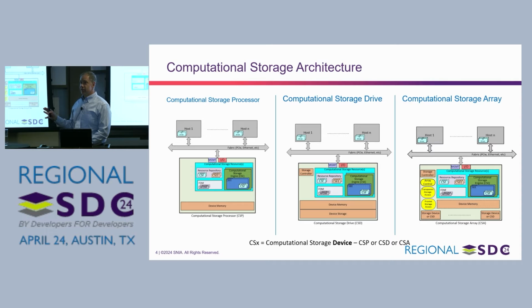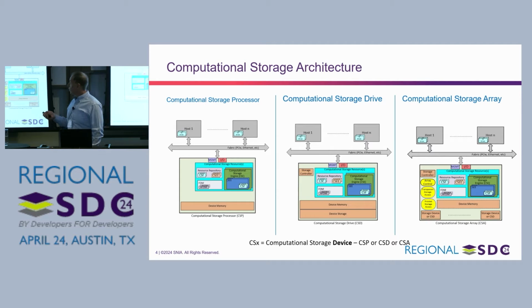So maybe many of you have seen this. These are three different architectures that the SNIA Computational Storage TWIG has defined. On the left, we've got the computational storage processor. This is a device that has computational storage resources, but no storage. In the middle, we have the computational storage drive. This has actual device storage in addition to those resources. And on the right is a computational storage array, which is an array like you'd be familiar with. It has computational storage resources. It may even have drives that are computational storage drives in addition to regular drives.